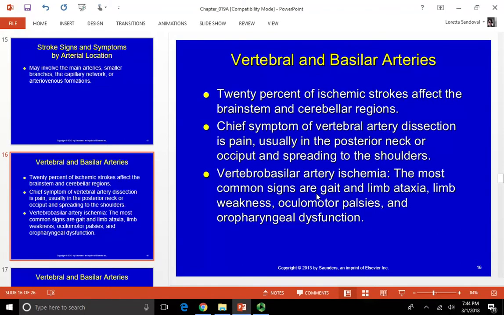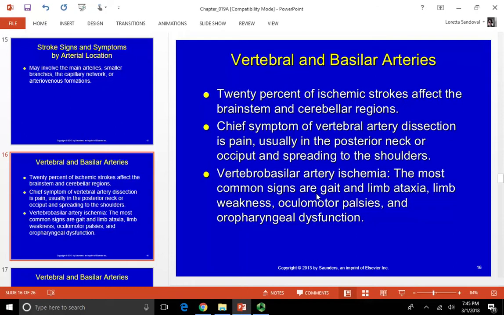So the vertebral and basilar arteries are in the posterior part of the brain. 20% of ischemic strokes affect the brainstem and cerebellar regions, because we know the cerebellum and the brainstem are in that posterior inferior position in the brain. The chief symptoms of a vertebral artery dissection, where the artery breaks open, is usually pain in the posterior neck or back of the head, occiput, and spreading to the shoulders.